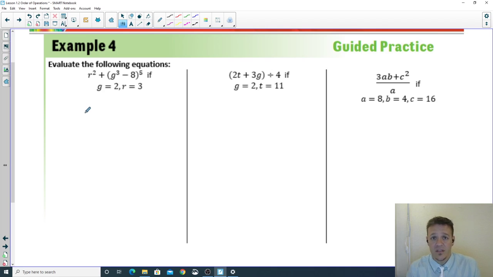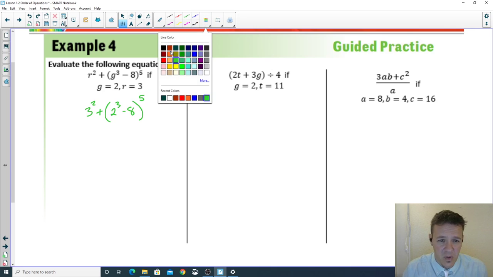All right, hopefully you guys have done this and got this going. So r squared is going to be 3 squared, plus my bracket of g, which is 2, so it's 2 to the third minus 8 to the power of 5, right? So now I have a lot of exponents within here. We got to solve these. It shouldn't be that hard.